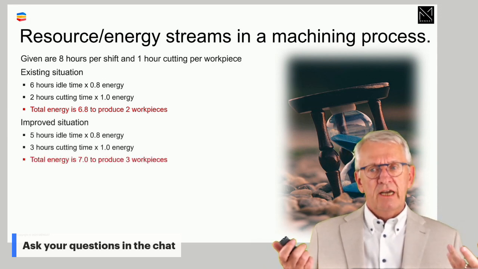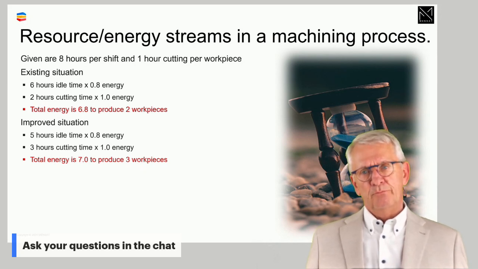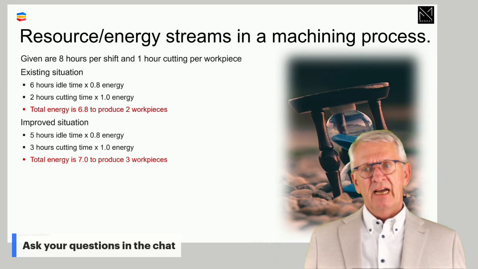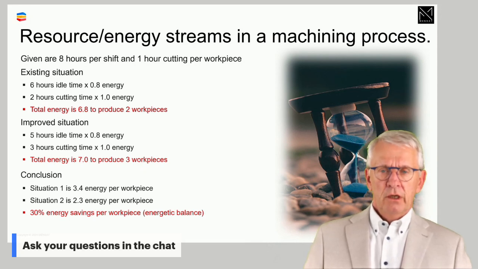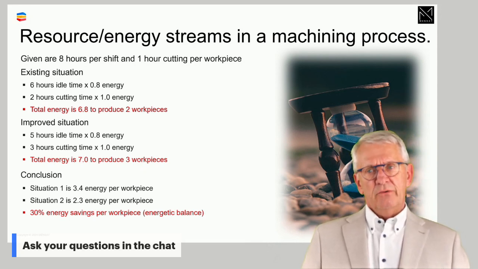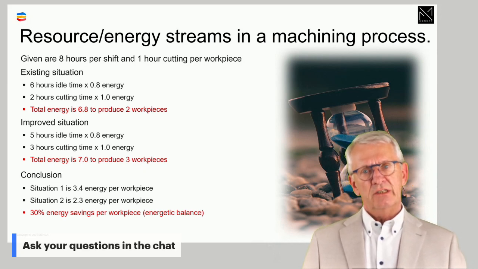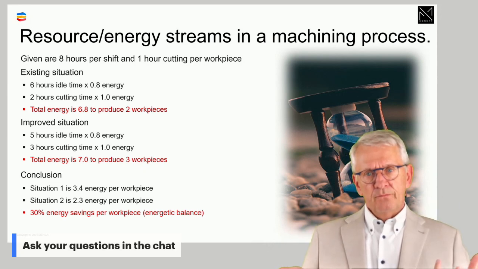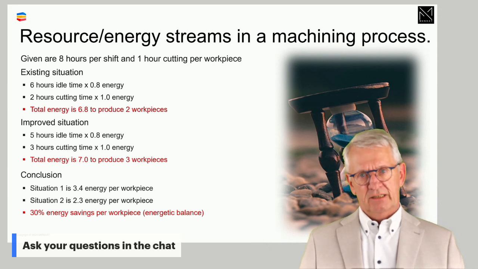If you manage to create a situation where you can finish 3 workpieces per day by reducing the idle times, imagine you can push off 1 hour, that gives you 5 hours idle time, 3 hours machining time, and that gives you a total energy consumption of 7 units to produce 3 workpieces. Conclusion, if I look at the energetic balance, in situation 1, you have 3.4 energy units on average per workpiece, and in situation 2, 2.3 energy units. That's 30% savings per workpiece. Producing more workpieces by reducing the non-cutting times on a machine gives you a better energetic balance overall.